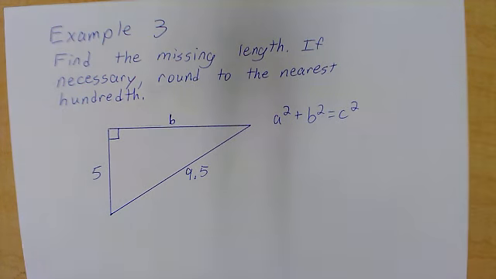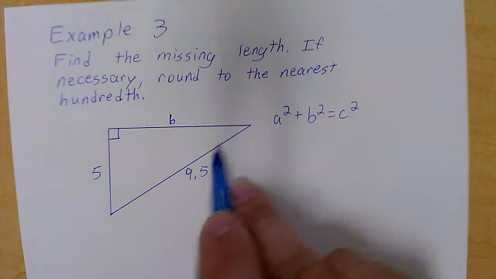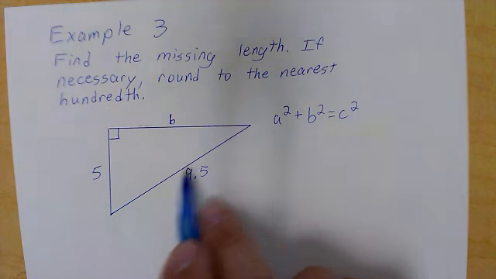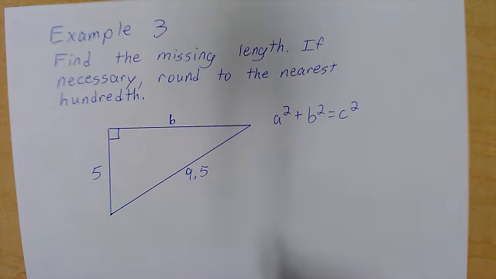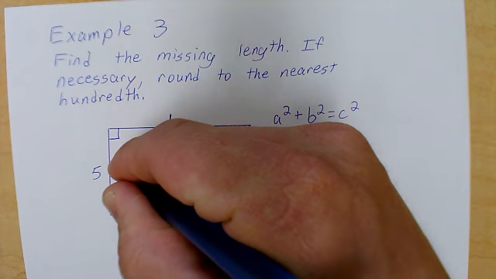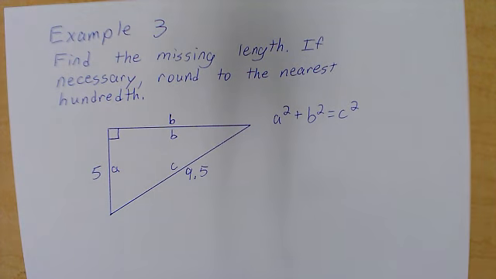equals c squared. Alright, next, I'm going to fill in anything that I know. C squared. Well, c is always the hypotenuse. So I know the 9.5. I'll consider 5 to be a. That way b can be b. Alright, so I'm going to go ahead and label this as a. This is c. And like I said, it's easier if I just make b, b.